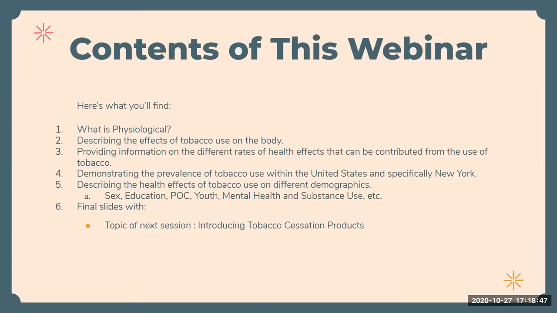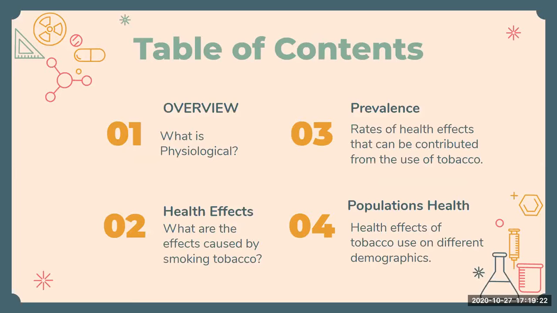Describing the effects of tobacco use on the body, providing information on the different rates of health effects that can be attributed to the use of tobacco. We're going to be demonstrating the prevalence of tobacco use within the United States and specifically New York. And we're going to be describing the health effects of tobacco use on different demographics, such as sex, education, people of color, youth, mental health, and substance use issues. And in the final slide, we will be discussing the topic of our next session.